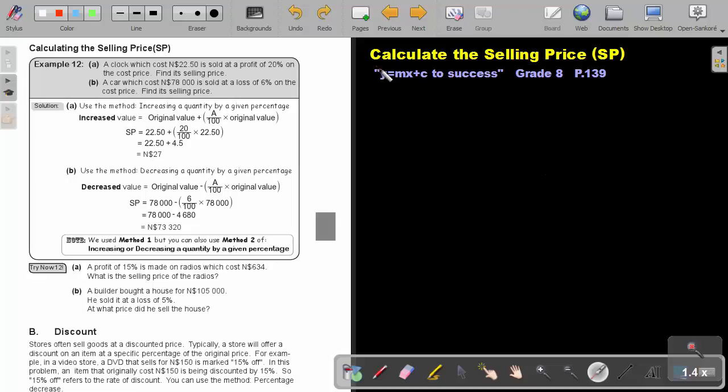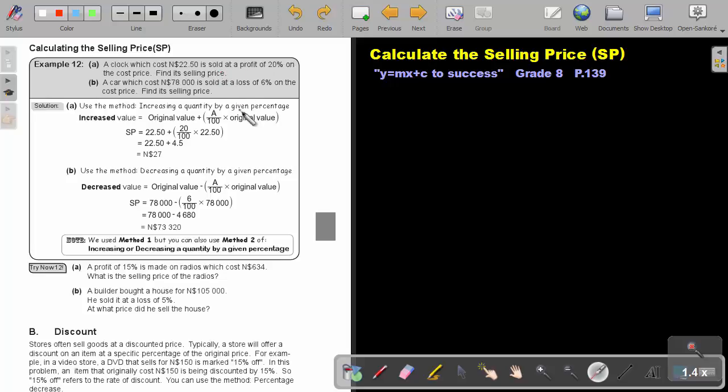Part 10. Calculate the selling price, SP. You will find this on page 139 in the Namibian Mathematics Grade 8 textbook. Example 12. A clock which costs 20 Namibian dollar and 50 cent is sold at a profit of 20% on the cost price. Find its selling price.